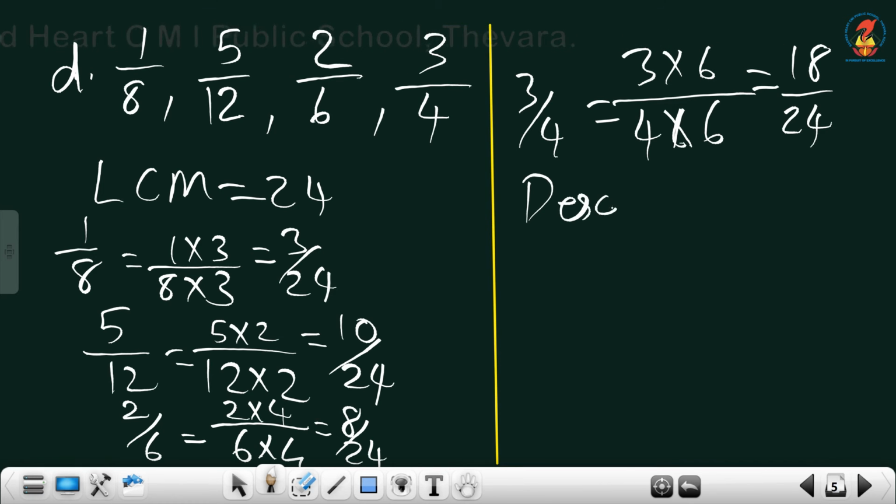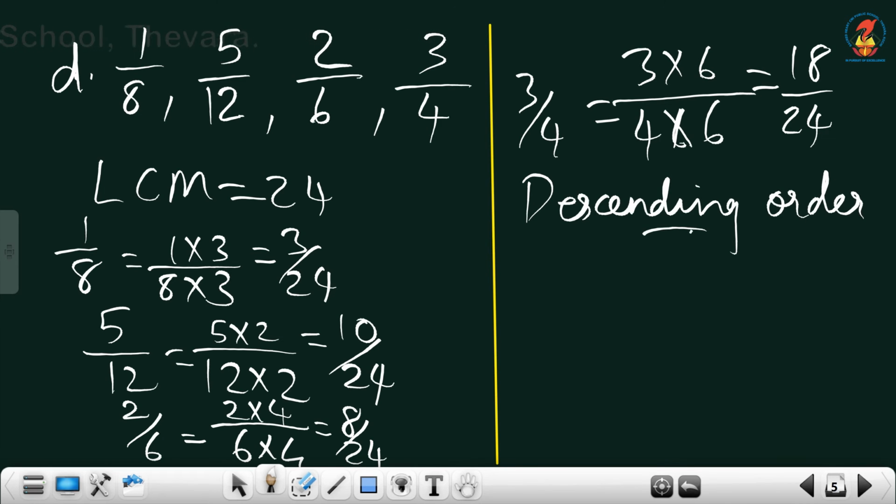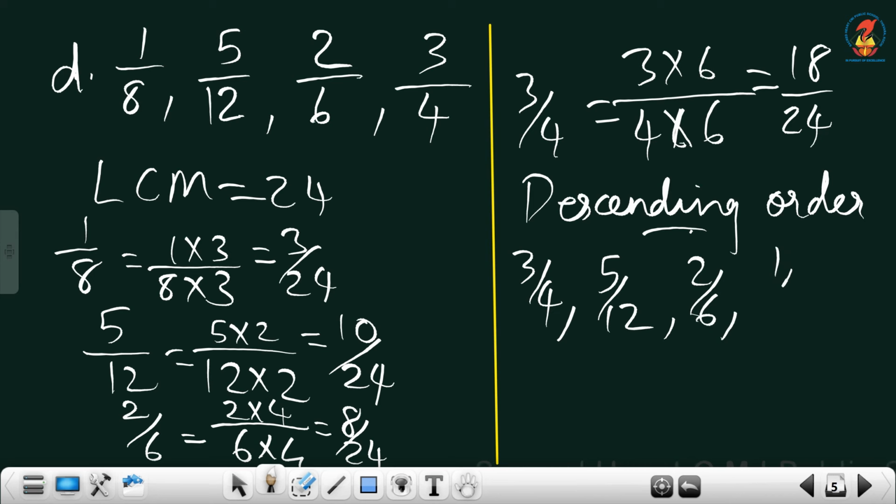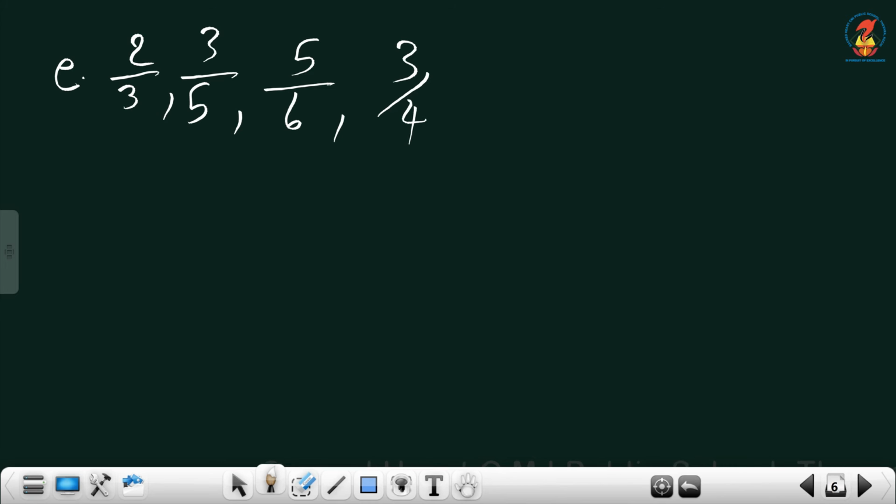Then descending order is what? Tell me, the first one is 18 by 24, the bigger one, right? So 3 by 4. Next one is 10 by 24, that is 5 by 12. Then after that 8 by 24, that is 2 by 6. And the last one is 1 by 8. Okay, clear children?